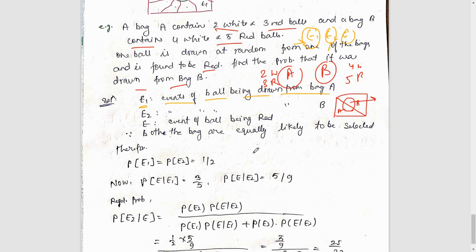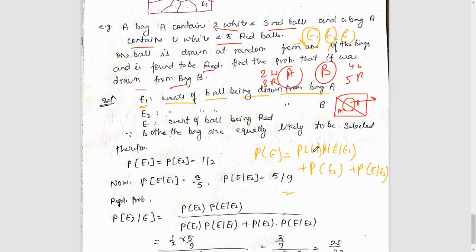Okay. So if you are trying to find the probability of E, which is the probability of drawing a red ball, you can use the total probability law: the probability of E1 times the probability of E when E1 has already occurred, plus the probability of E2 times the probability of E when E2 has already occurred.